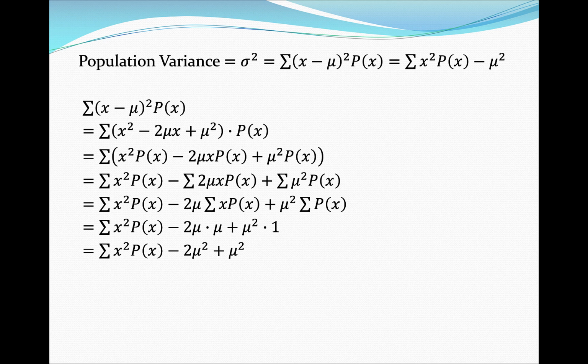Then we can simplify a little bit. We can combine those mu's in the middle term and write that as 2 mu squared. In that last term, it's just mu squared times 1, which is just mu squared. Then you should notice the last two terms are like terms. We have minus 2 mu squared plus mu squared, so we're left with minus 1 mu squared. And that gives us the computational formula that we were trying to come up with: the sum of x squared times p of x minus the mean squared.